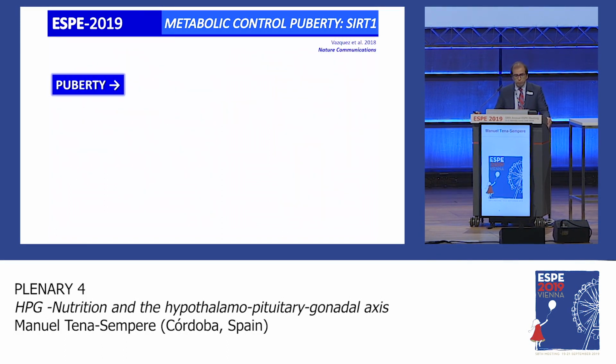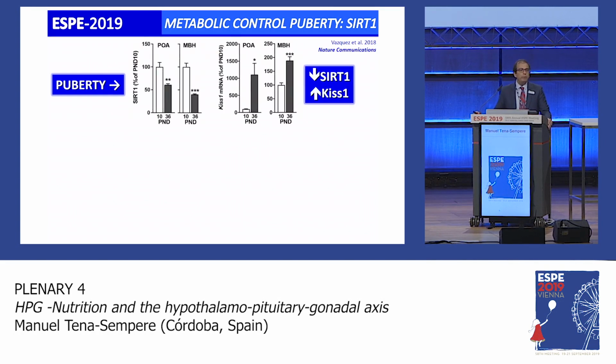So the first observation we made was that during normal puberty in the female rats, there is a switch between the ratio, if you want, between SIRT1 and KISS1. So basically what happens is that SIRT1 is going down in the hypothalamus of maturing female rats, and this is associated with the well-known increase in KISS1 gene expression, KISS1 being a major driver of puberty, as I told you before. What about conditions of metabolic stress?